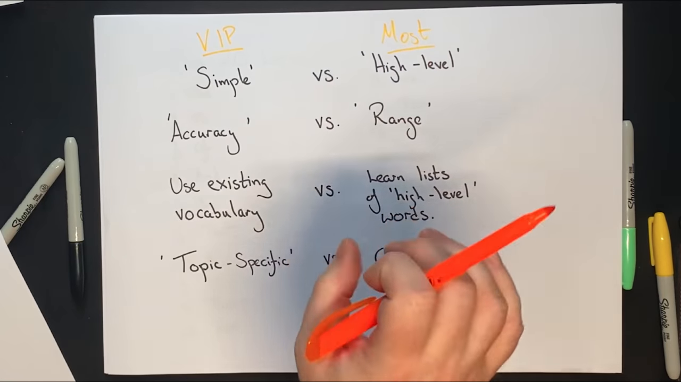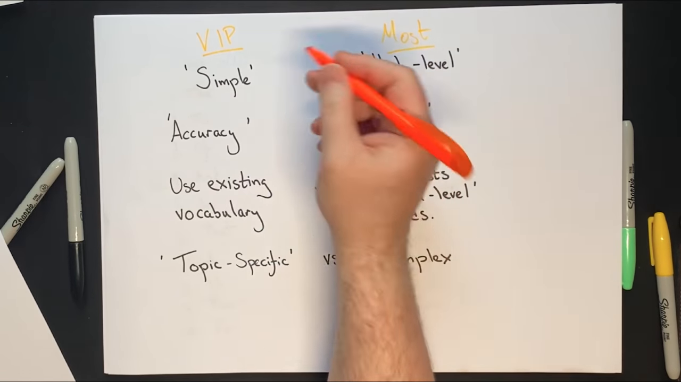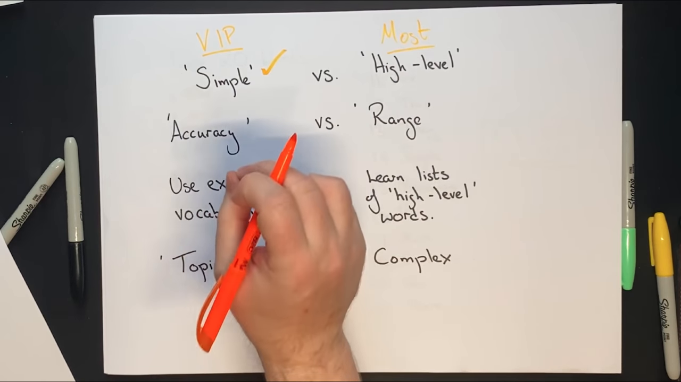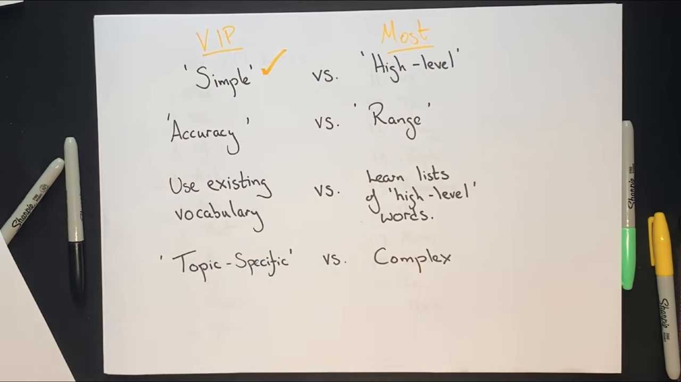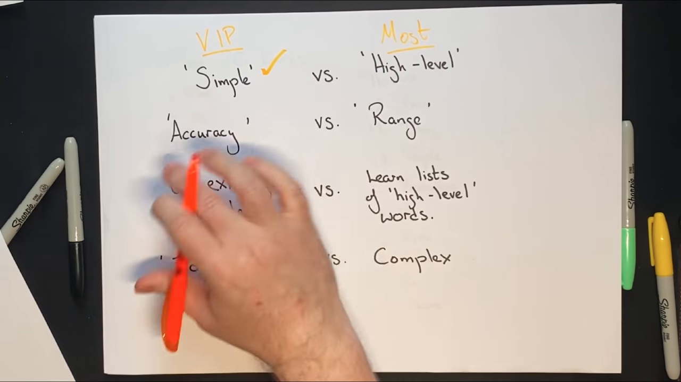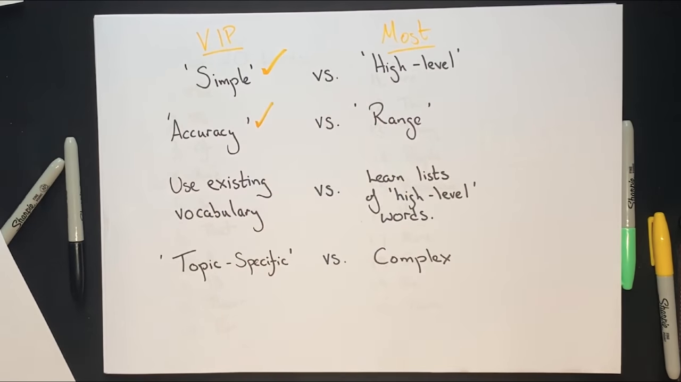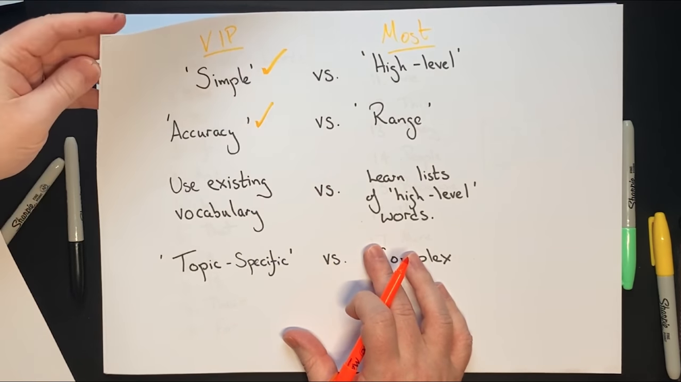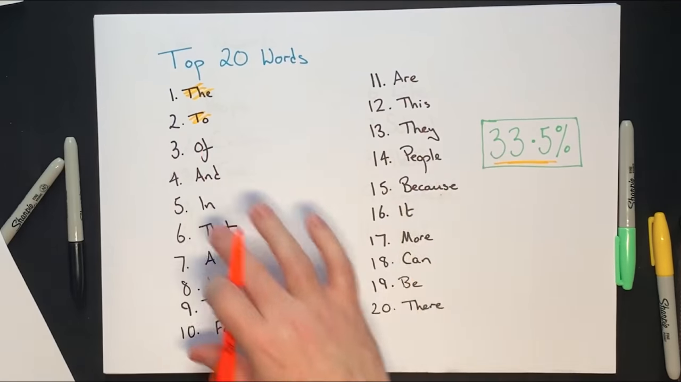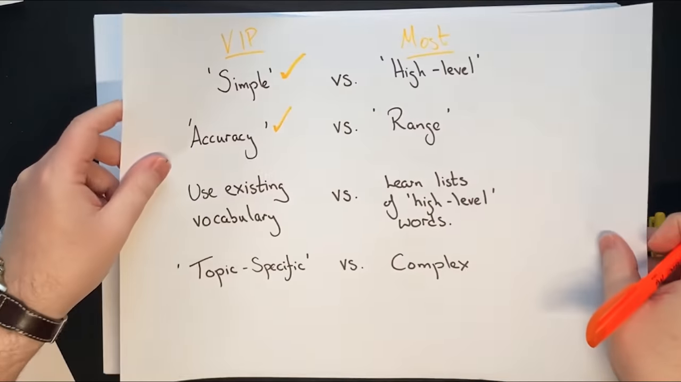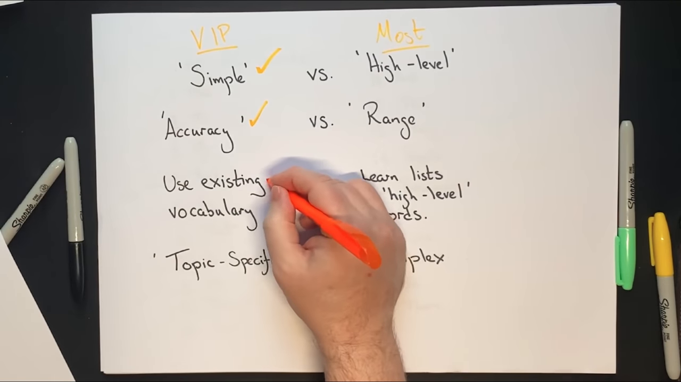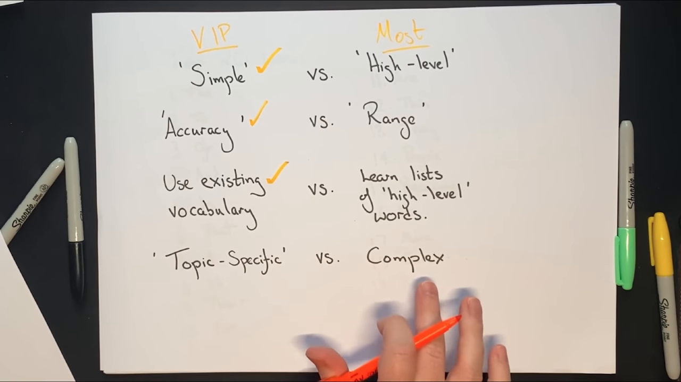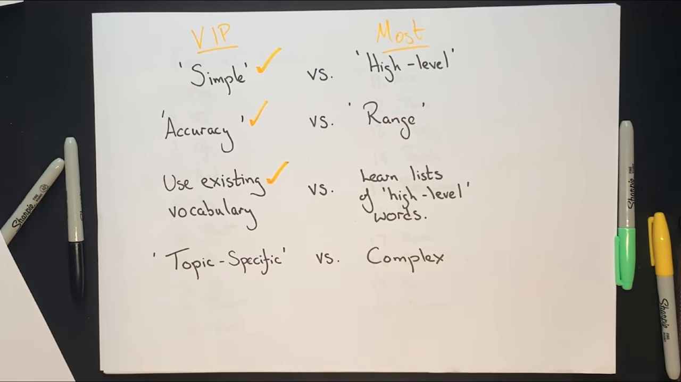So let's see who's the winner for these common words. Simple, I think we get that one. Accuracy, focus on using the simple words accurately rather than trying to improve range. I think we win that one. Use existing vocabulary. Every student we work with, this is within their existing vocabulary, so we don't have to teach them anything new. Topic specific, there's no real topic specific words in there. There's no real complex words in there. So we'll call that one a draw.